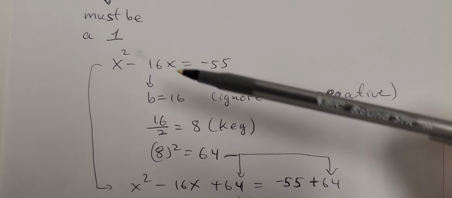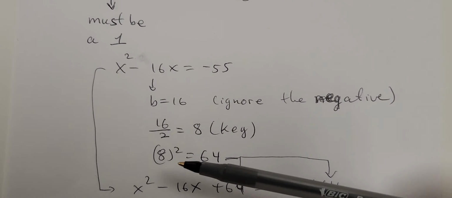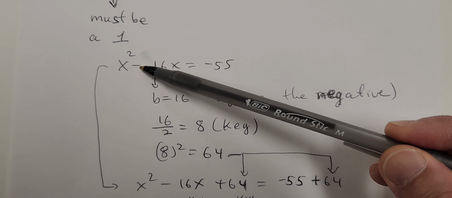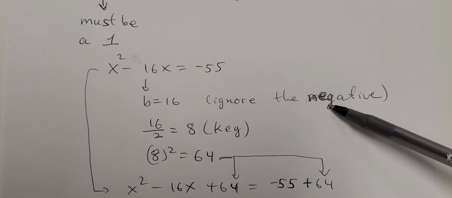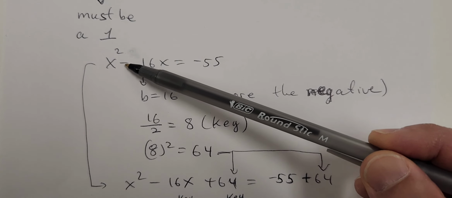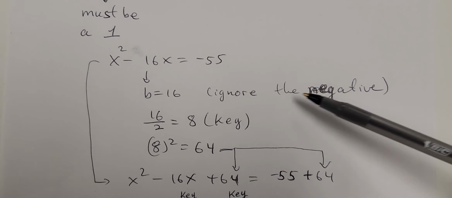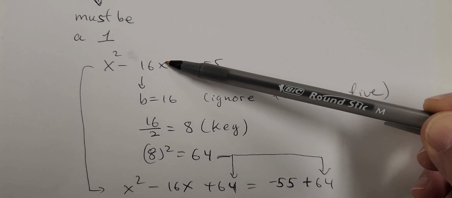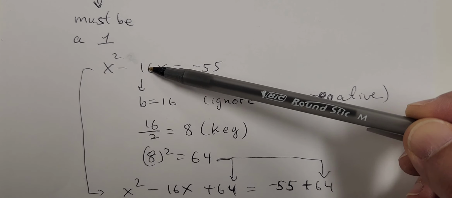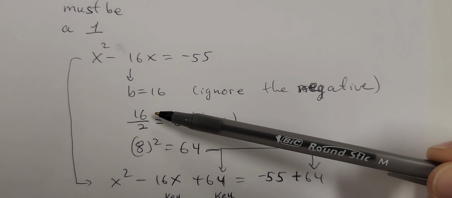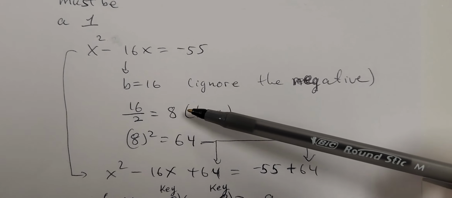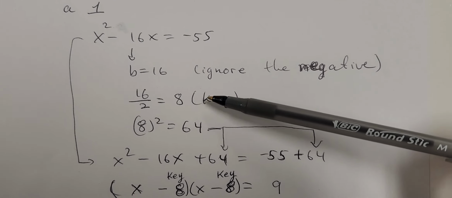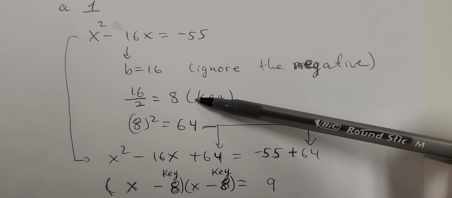So the next step is, this is my B. Okay, B is 16. If this is a negative or a positive, just ignore it. Okay, we only want the number, which is 16. So just leave the variable alone. We only want the 16. So this is the B. We divide by 2, so that gives me 8. Make sure you label that this is my key. I will need this key later when I factor.